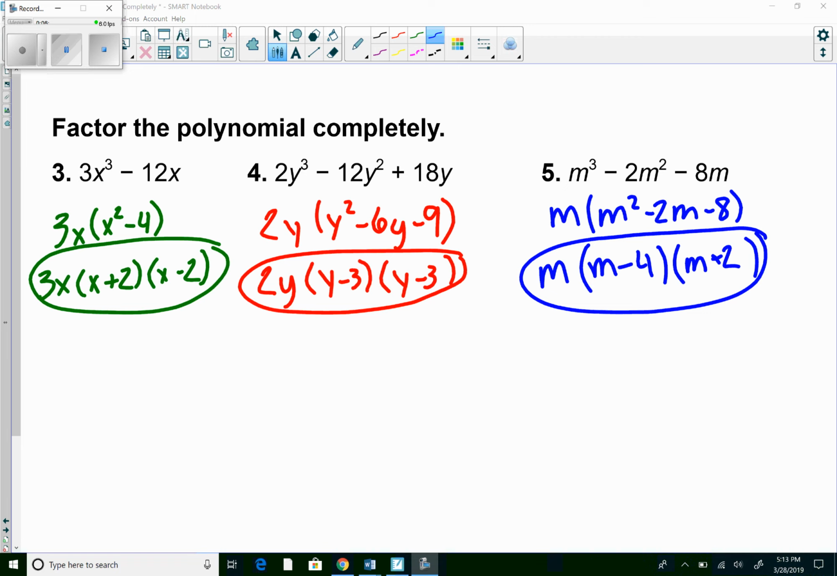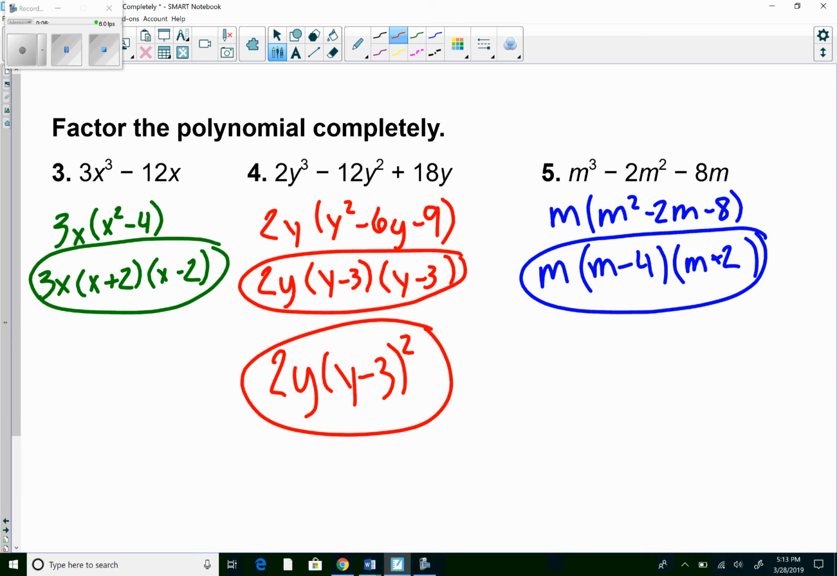Number 4, you get 2y times y minus 3 times y minus 3. So actually what we can do there, you guys, and what we should do, and I just forgot to, that should be y minus 3 squared. So I'm pretty sure that this is the answer that your book is going to want. And then you've got m times m minus 4 times m plus 2 for your answer for number 5.